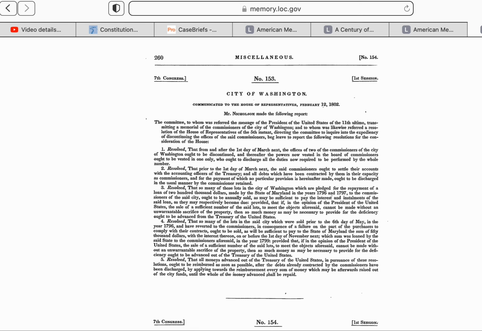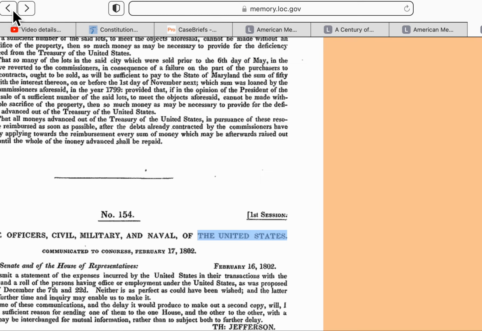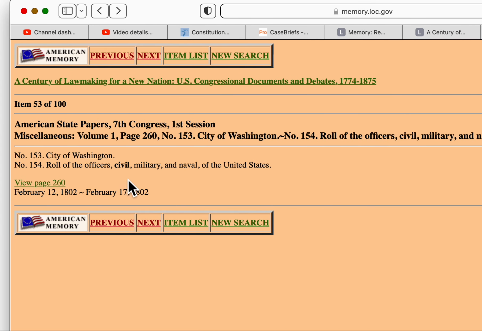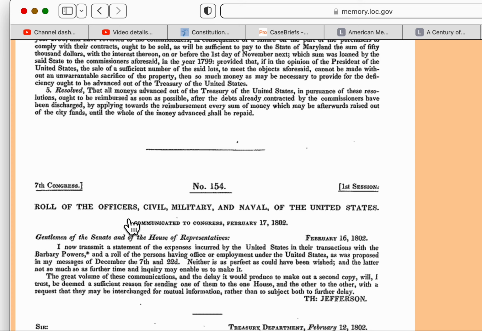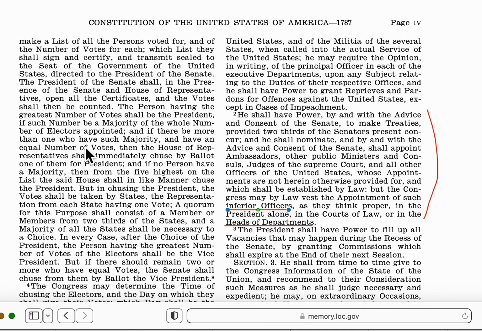They're there. You can find this number 154 paper, miscellaneous papers, on memory.loc.gov, and all I did was search, I think, the word civil. Role of the officers, civil, military, and naval of the United States. So they have civil officers, they have military officers, naval officers, according to Thomas Jefferson. Role of the officers, they have civil, military, naval, and the United States, and that in the Constitution, the civil officers are the ones that I showed you here in Article 2, Section 2, Clause 2 of the Constitution.